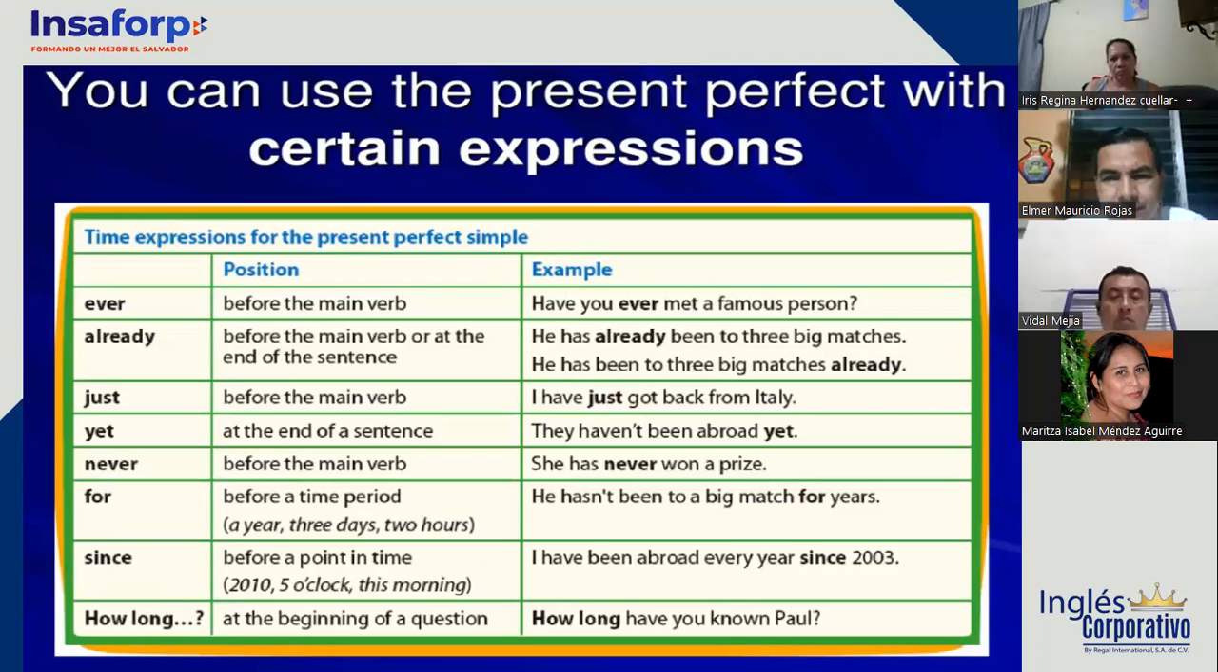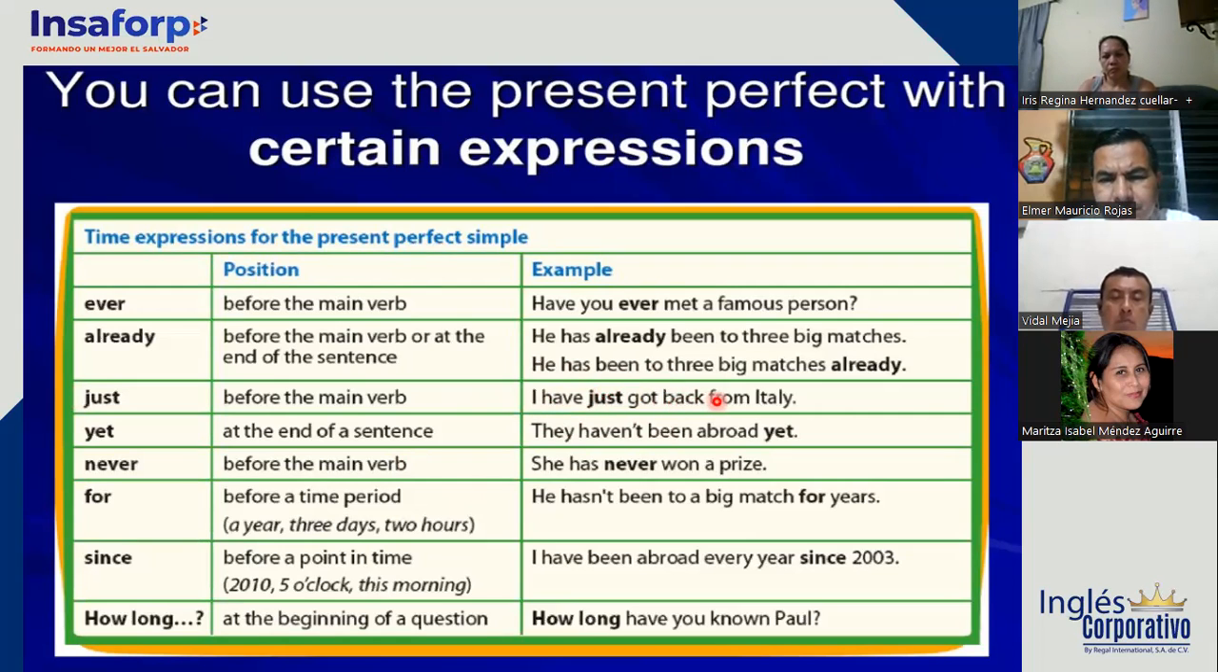Yes, teacher. Perfect. So now, can I have a volunteer for the third one? Hi, teacher. Go ahead, please. Just, position before the main verb. Example, I have just got back from Italy. Okay, so once again, if you can notice, we have a pattern. Tenemos como un patrón. Most of them are going to be placed right in the middle between the auxiliary and the main verb. So just is going to be the same thing. So it's right between the auxiliary and the main verb. So we have the example, I have just got back from Italy.